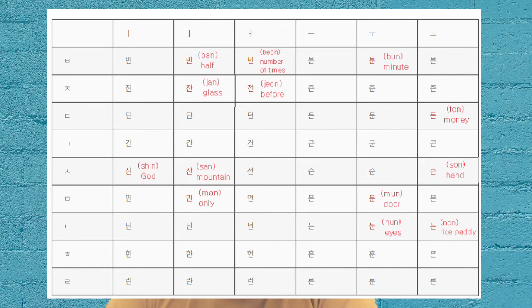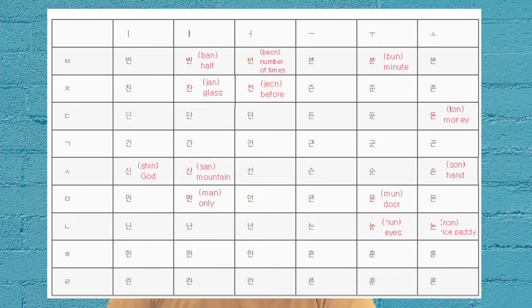And then Son. Son is hand. And then we have Min, man is only. And then Mon, Moon. Moon is door. We have Ni, Nan, Non. Noon is ice, pwede ding snow. And then Non. Non is rice paddy. Then Hin, Han, Hon, Hun. And last one, Bin, Lan, Ron, Lin, Run.